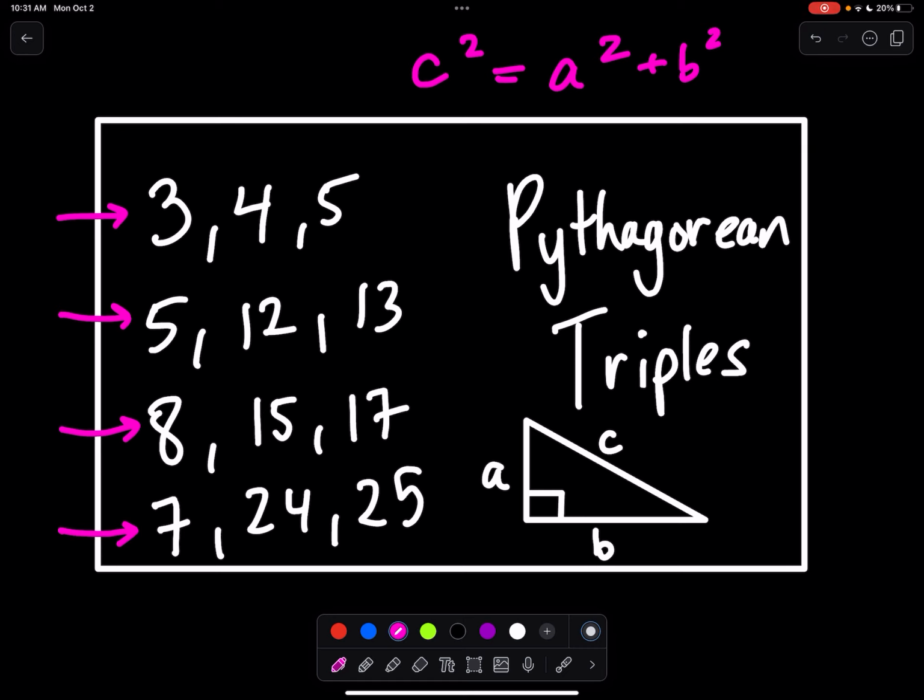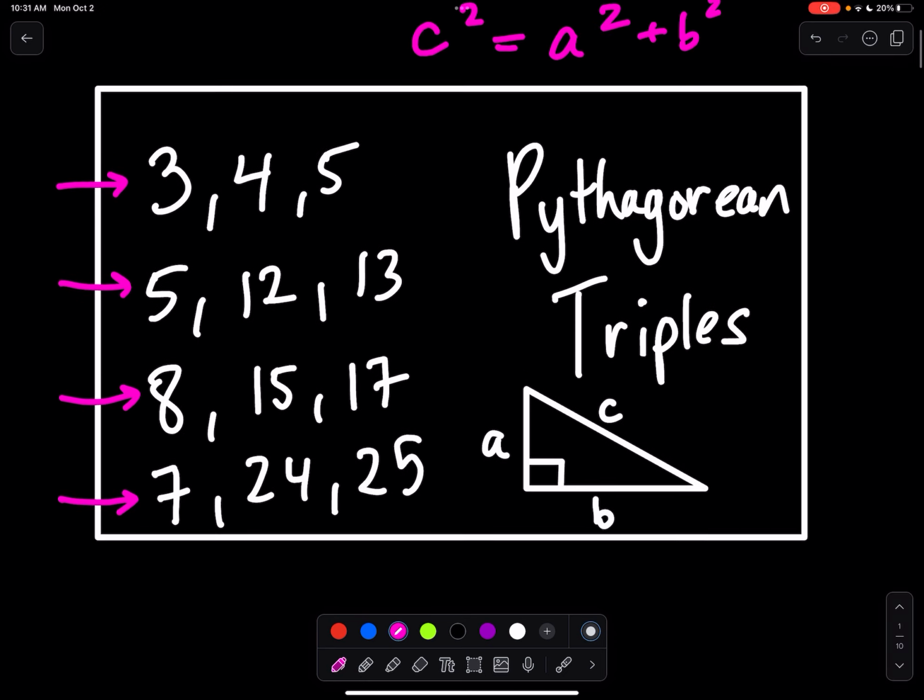So that means that 3 squared plus 4 squared is 5 squared. 5 squared plus 12 squared is 13 squared. 8 squared plus 15 squared is 17 squared. And 7 squared plus 24 squared makes 25 squared.